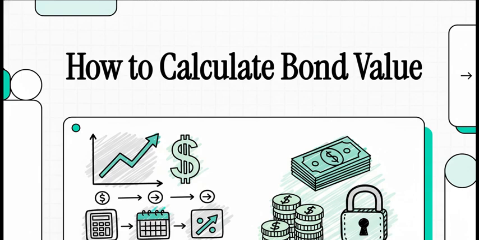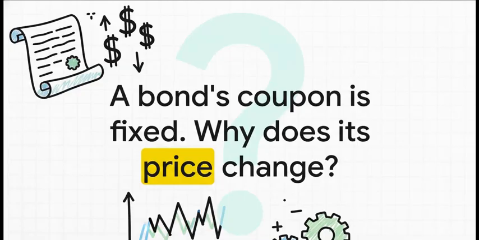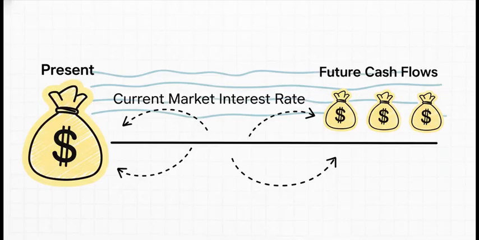Let's dive right in. So let's kick things off with a question that honestly confuses a lot of people. You have a bond with, say, a 5% coupon rate. That rate is set in stone, right? It's fixed. So why on earth is it that when you look up that bond's price on the market, it's always moving around? And here's the answer.